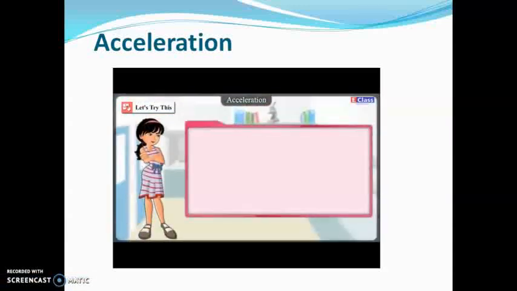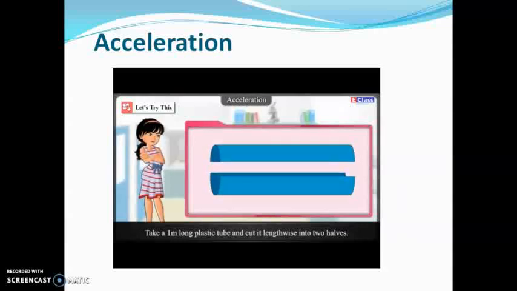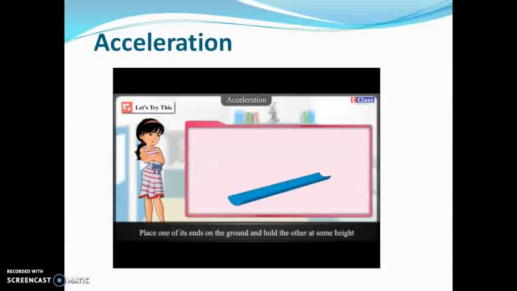Let's try this. 1. Take a 1 meter long plastic tube and cut it lengthwise into two halves. 2. Take one of the channel-shaped pieces. Place one of its ends on the ground and hold the other at some height from the ground, as shown in figure 3. Take a small ball and release it from the upper end of the channel. 4. Observe the velocity of the ball as it rolls down along the channel. 5. Is its velocity the same at all points? 6. Observe how the velocity changes as it moves from the top, through the middle and to the bottom.